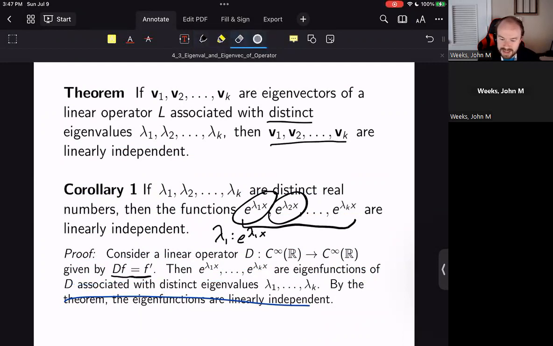That's exactly what's said here in the second sentence. Each of these are eigenfunctions of the linear operator D associated with distinct eigenvalues lambda 1 through lambda k. Well, because of that previous theorem, these all have to be linearly independent in this space. The only way that you can make them all add up to be equal to 0 is if you just put scalars of 0 in front of all of them.